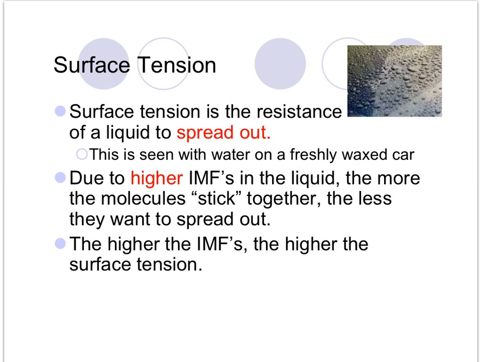Surface tension is the resistance of a liquid to spread out due to the uneven attraction of the liquid molecules pulling towards the center of the liquid. You can see an example of surface tension when you look at a freshly waxed car and water droplets form on top of it. The higher the intermolecular forces, the higher the surface tension.